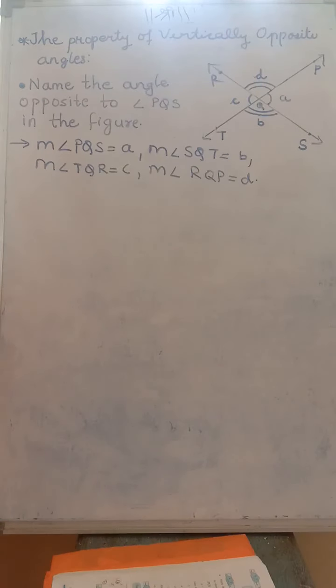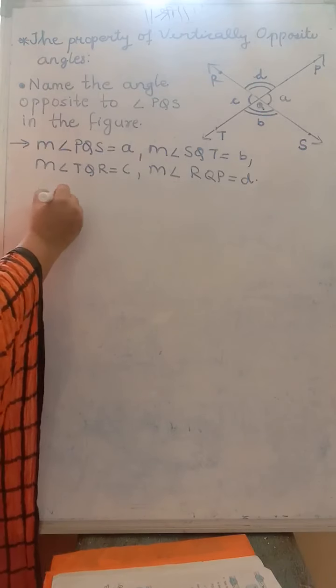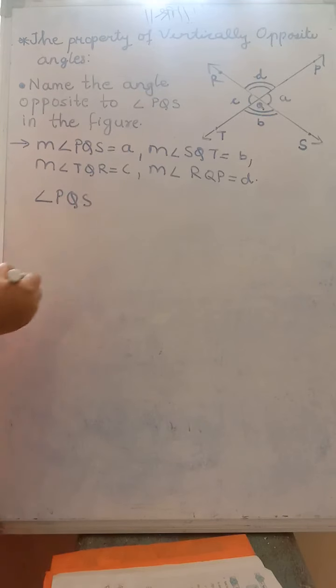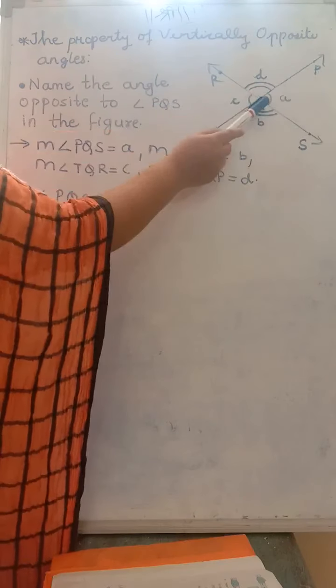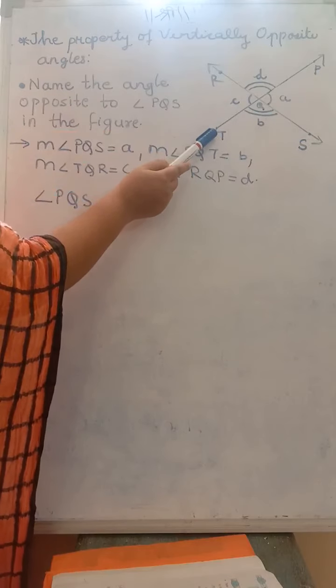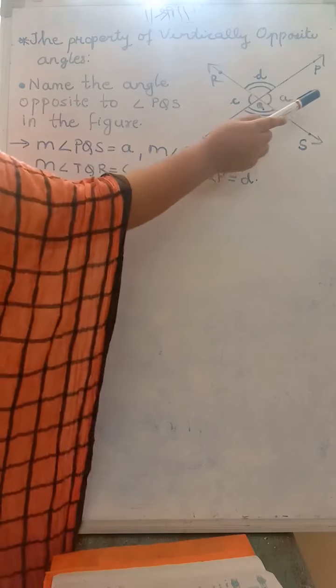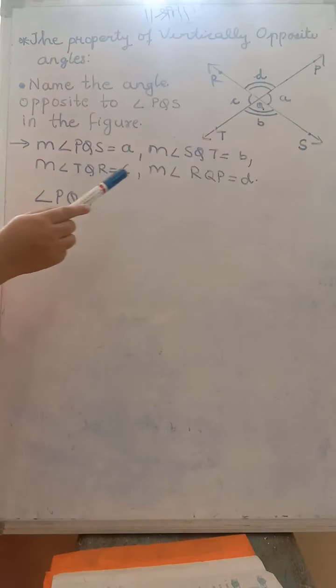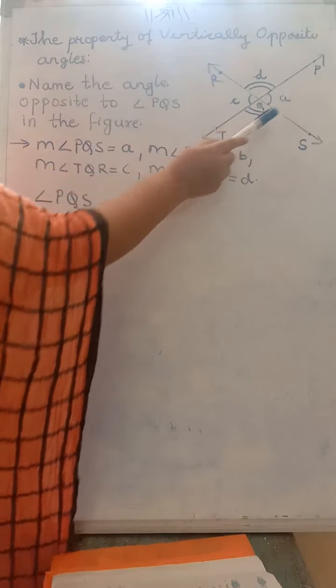Now we will have to find angle PQS. So we will take that angle, angle PQS. Now you will find the angle which is forming a linear pair with this angle. Linear pair means they are adjacent and they are supplementary. Look in the figure, angle PQS. Who is adjacent to this? SQT is adjacent. Now are they forming a linear pair? Yes, they are forming a linear pair because they are adjacent and they are supplementary.